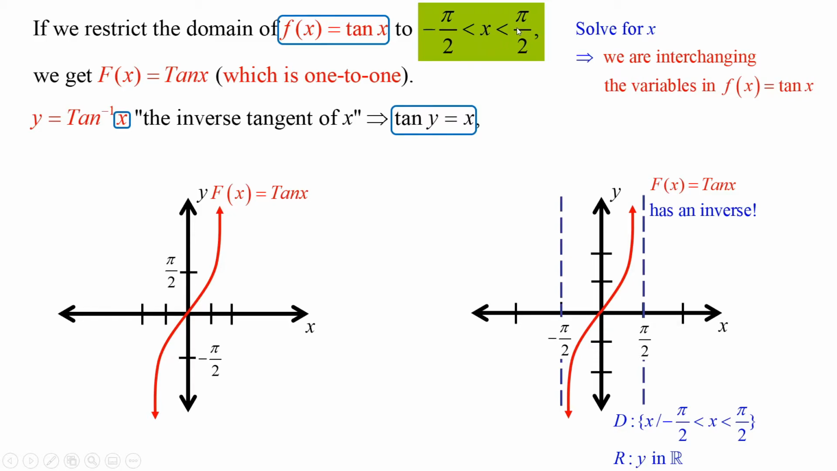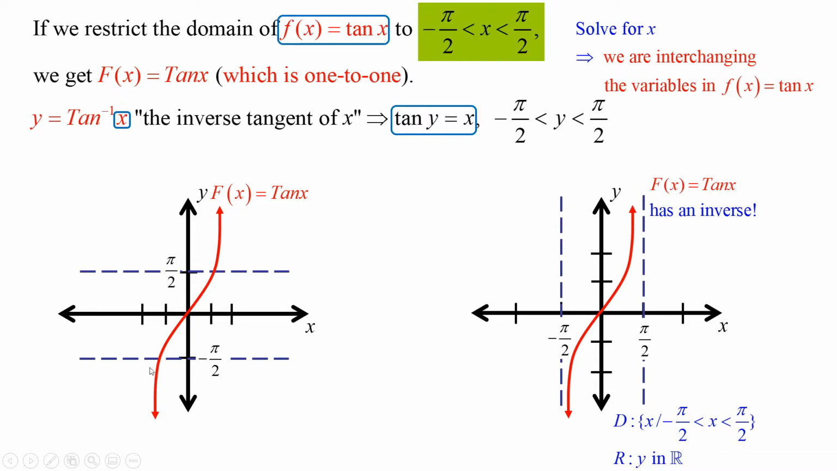All right, now that's going to be the range of my inverse function. So y then becomes negative pi over 2 is less than y, and y is less than pi over 2. And that's why I have those hash marks on the y-axis, negative pi over 2 to pi over 2. And that's going to create horizontal asymptotes.